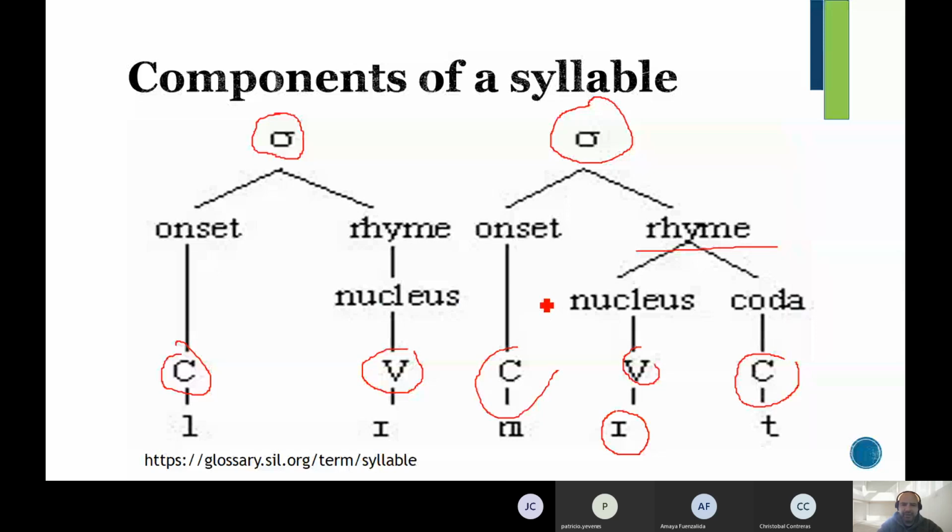So some syllables will have a different structure. A syllable can be, for example, as in the first one, CV, the second one, CVC, and we will have more different structures, as we are going to see in the next slide.